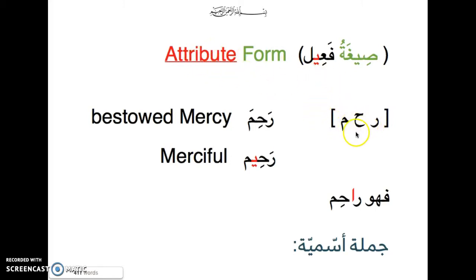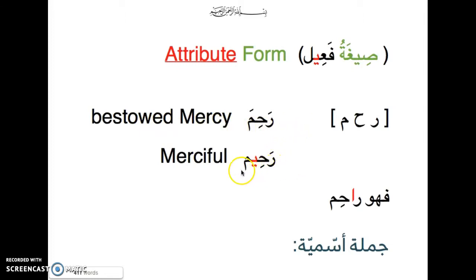So first we have the root here, and then we're going to have the past form of the root, the most basic. If you remember from the root lesson, we did something like rahima, then we had yarham, and then we had rahim, which is the fa'il. So don't confuse rahim with rahim. This is an attribute in the form of fa'il. So it's an attribute, rahim. So rahima, bestowed mercy in the past.